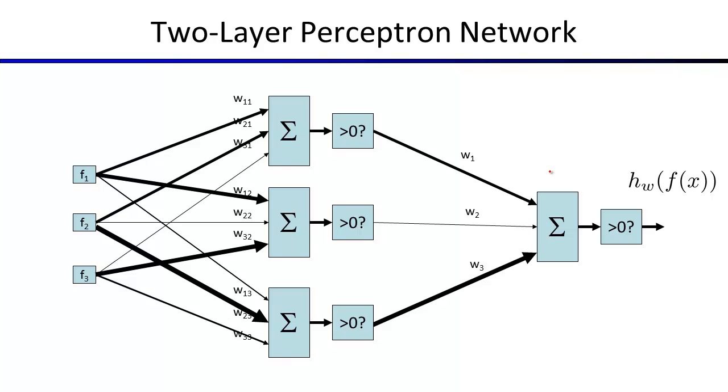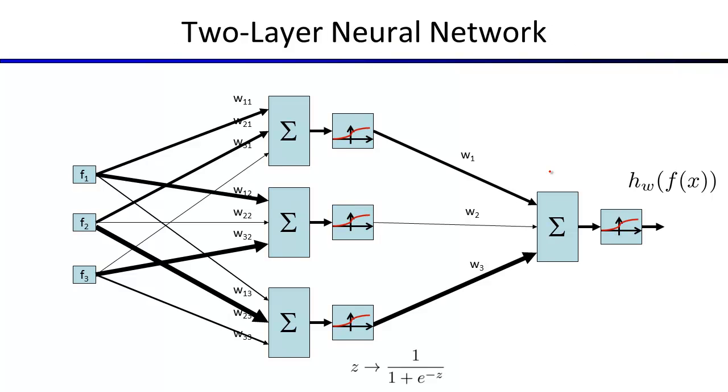Okay, so let's put that explicitly into the picture. We have these threshold units here that are either outputting a 0 or a 1, or a minus 1 or positive 1, depending on how you set it up. How can we resolve this? Instead of just outputting a threshold here, we can make this smooth. So in the neural net, what you do is you set it up like this. You have this function that looks like that.